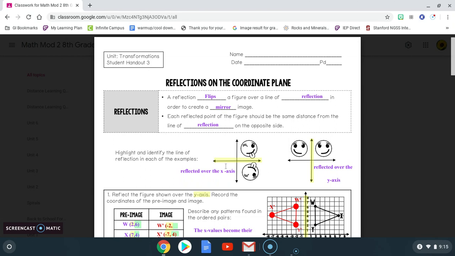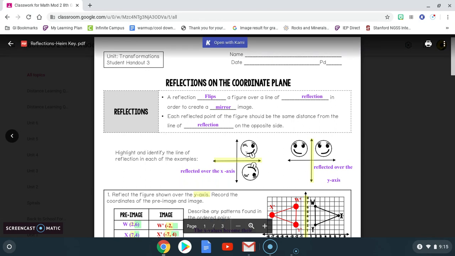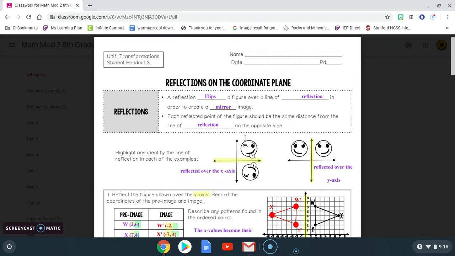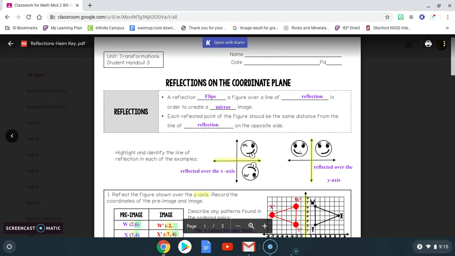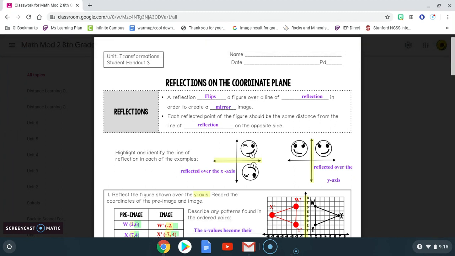I highlighted it for you. This one's flipping over the x-axis. So here's the original, here's the new one, and it just reflected over the x-axis. And for the y-axis, this one reflected over the y-axis, so you can see it went over this way. That's all the line of reflection means: what line did it reflect over?